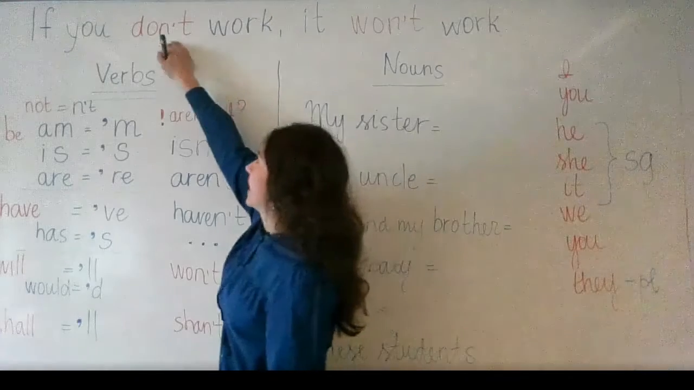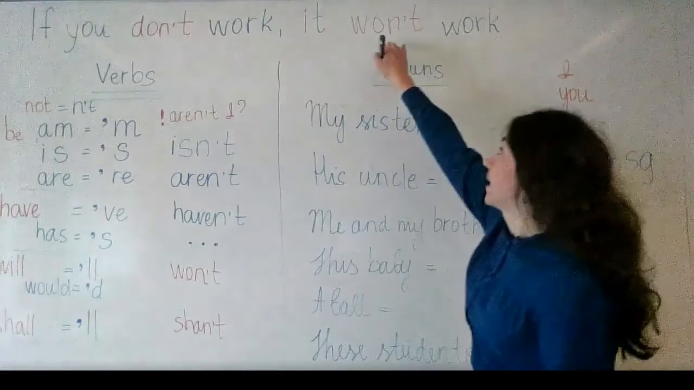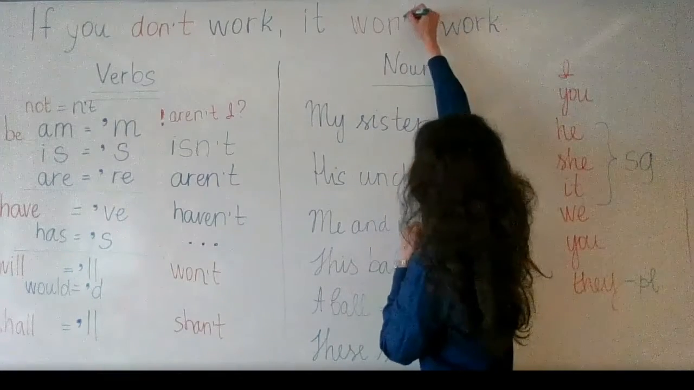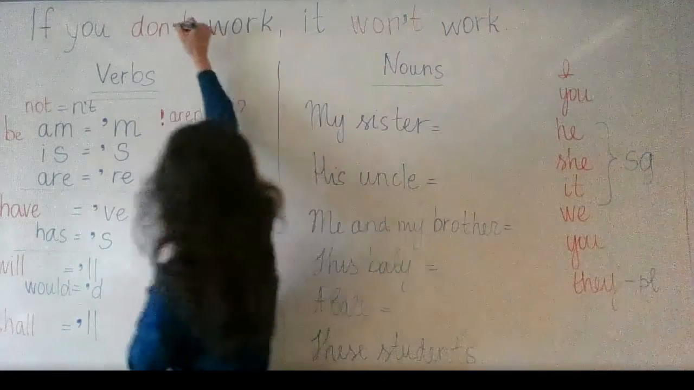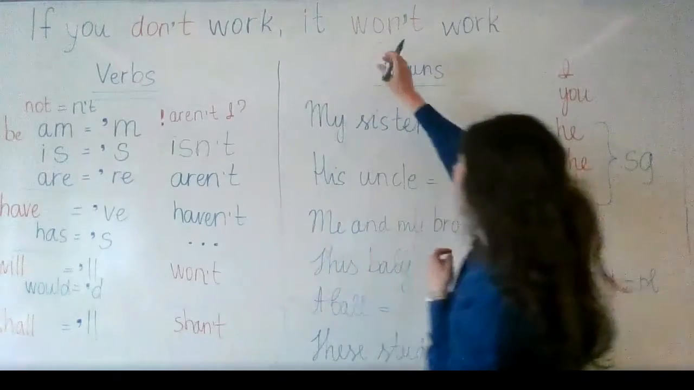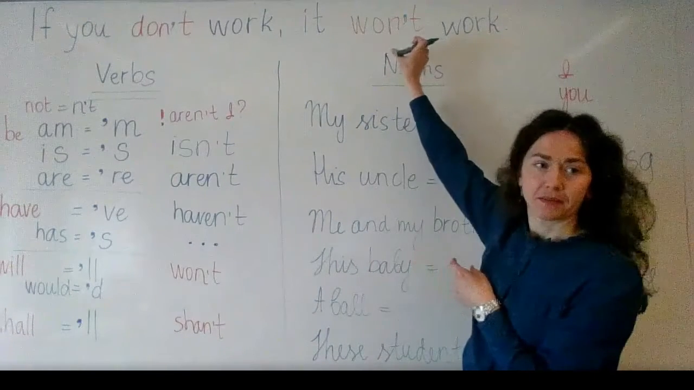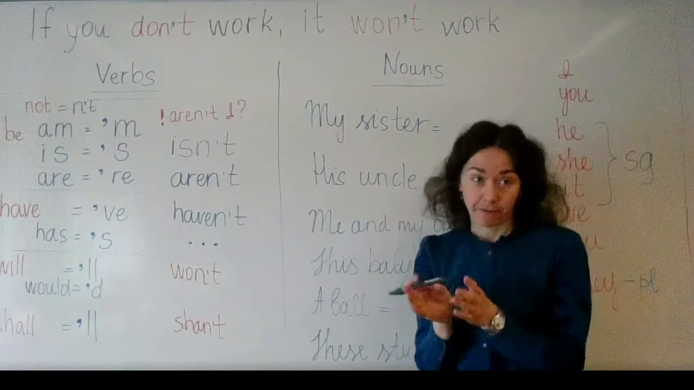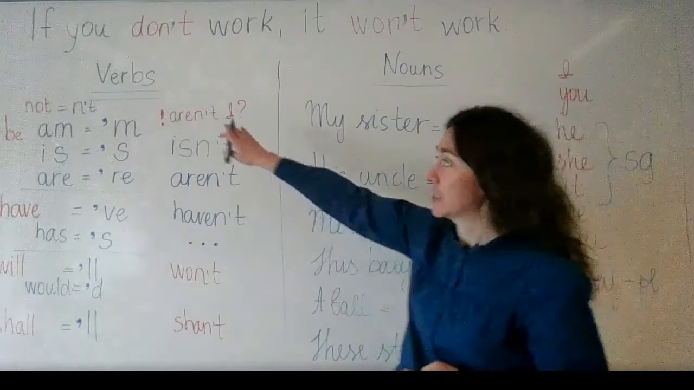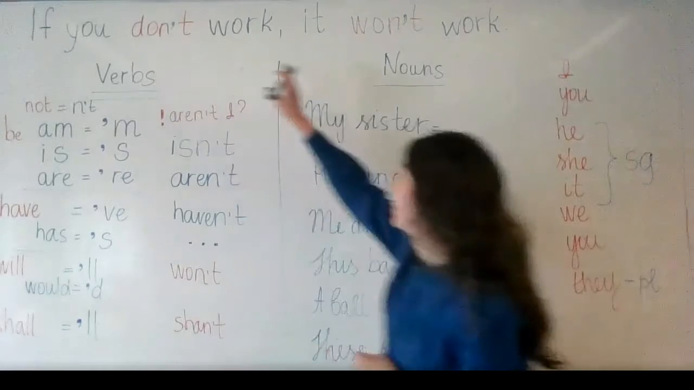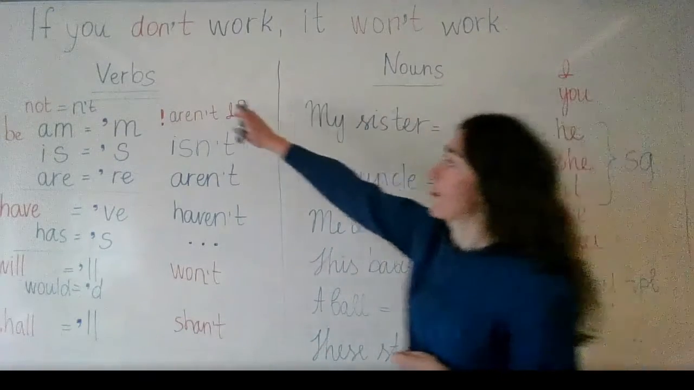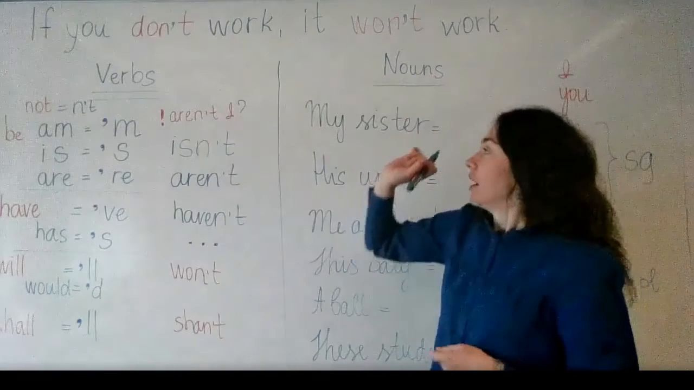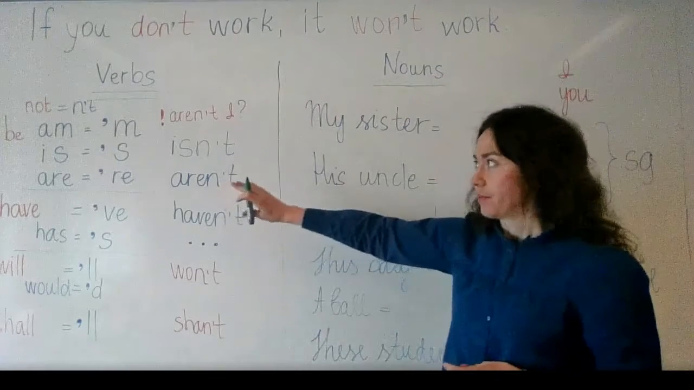You have noticed that these words, don't and won't, at first they have these apostrophes and they are shortened. We are going to find out how we shorten these verbs. So we start with verbs. You notice that I have 2 columns here, verbs and nouns. At first, we speak about verbs.